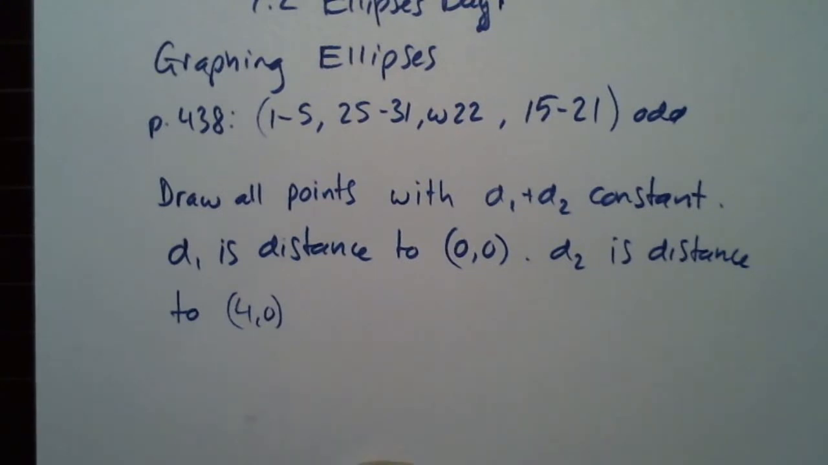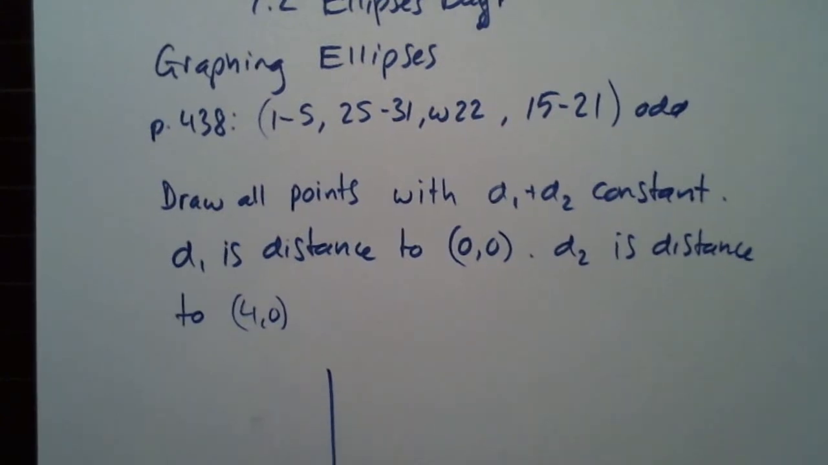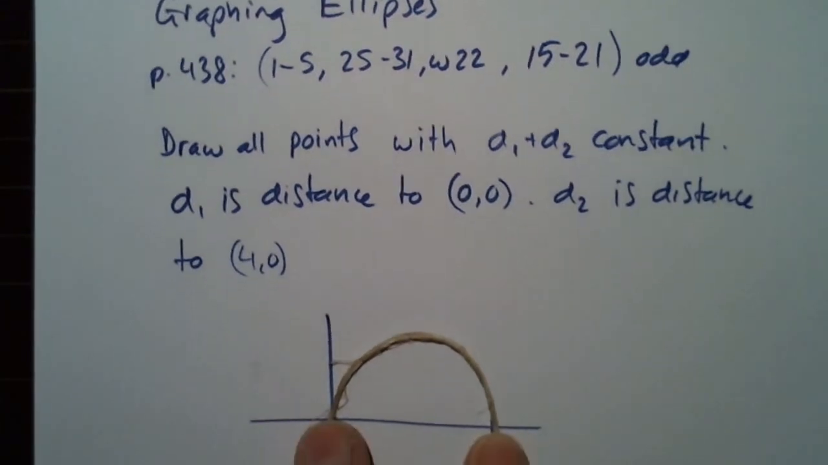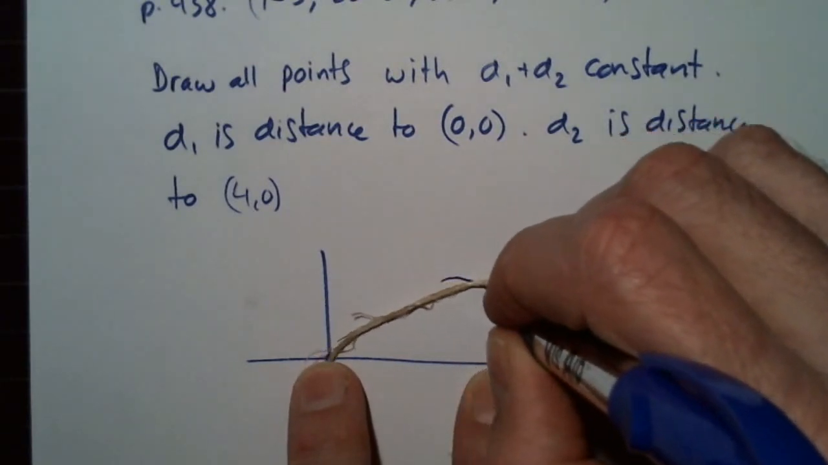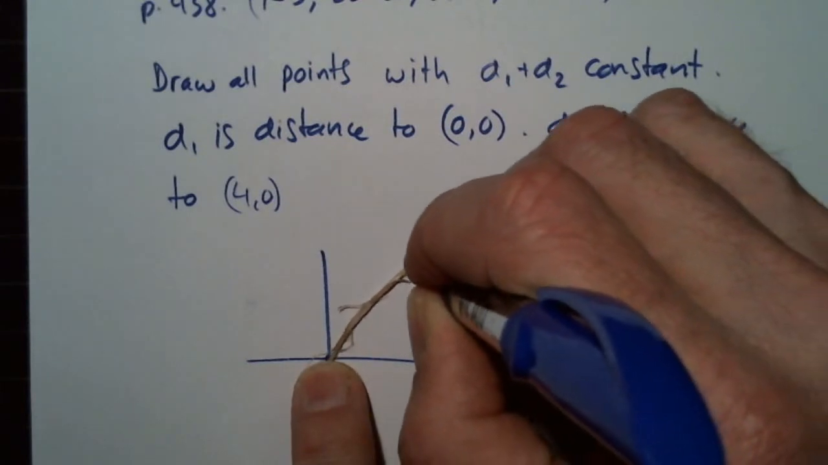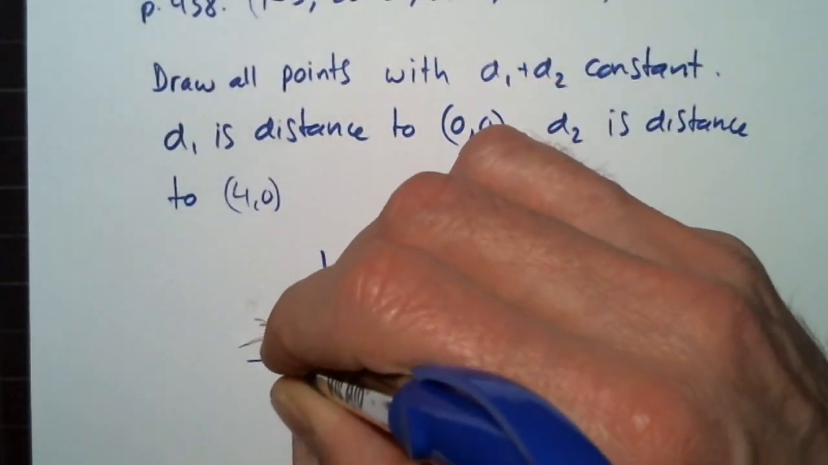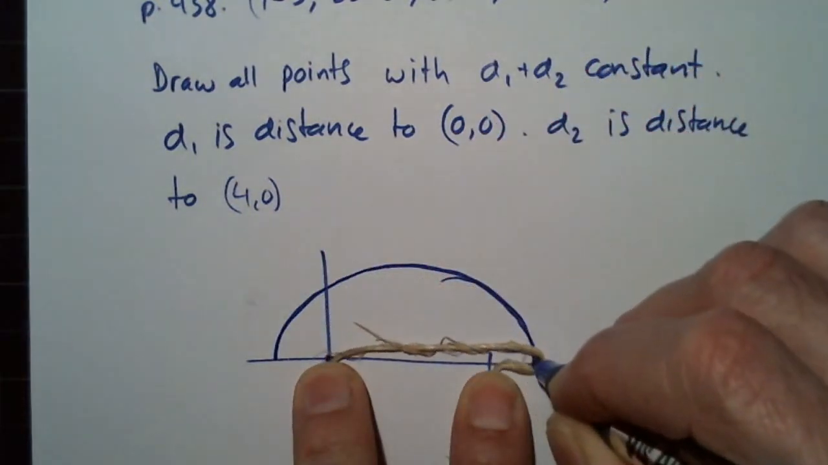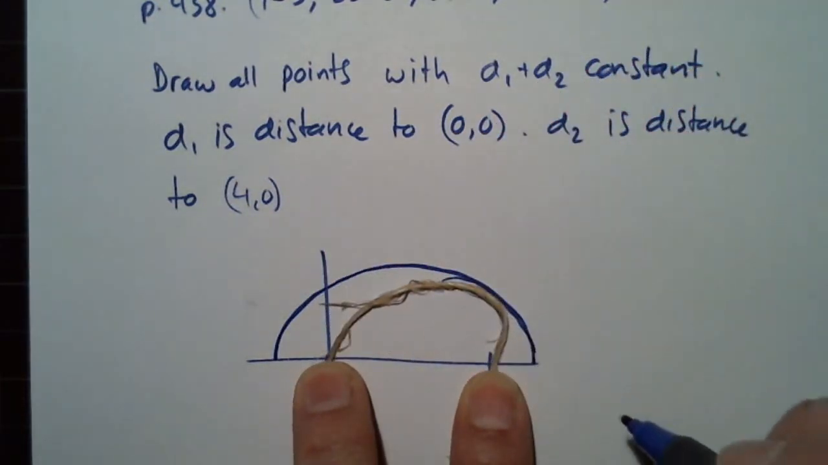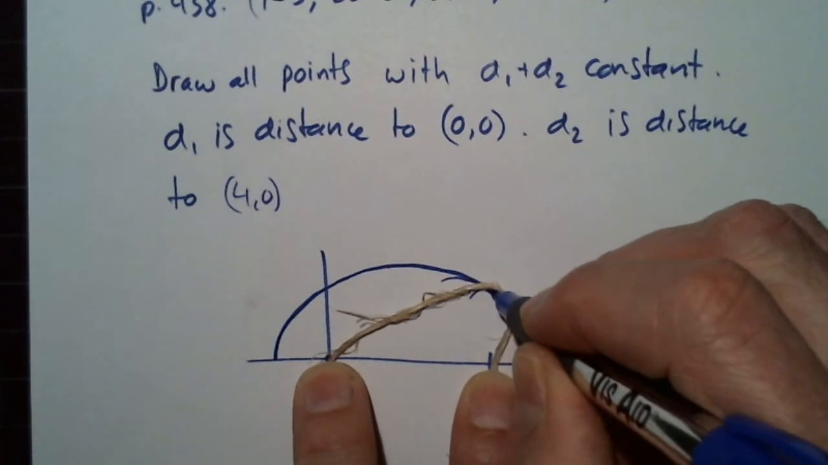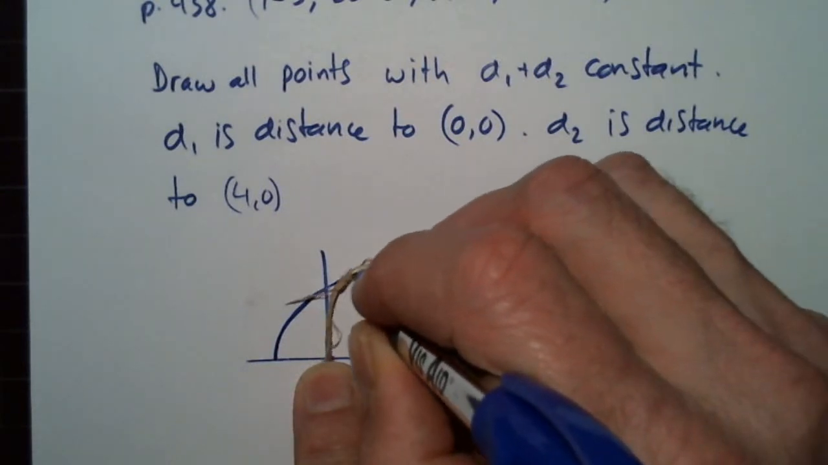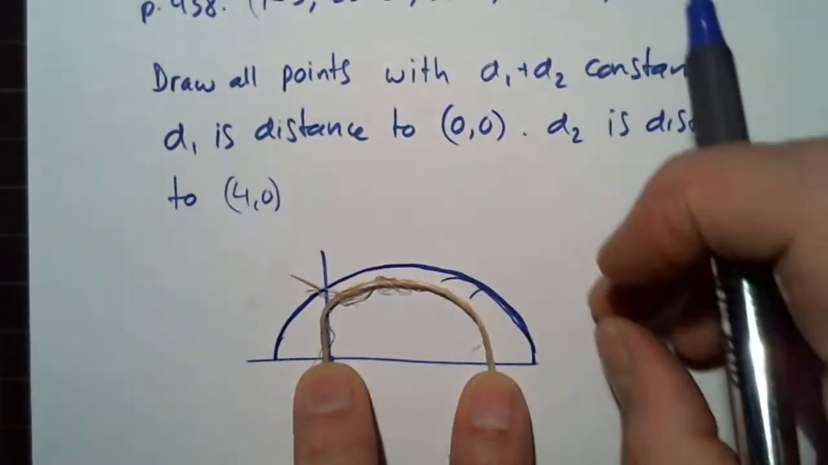So if you hold these points down at 0, 0, and 4, 0, these would be the foci, and then if we draw using this string, all of the points will have the sum of the distances to each point on the ellipse always the same, because we're using one length of string.